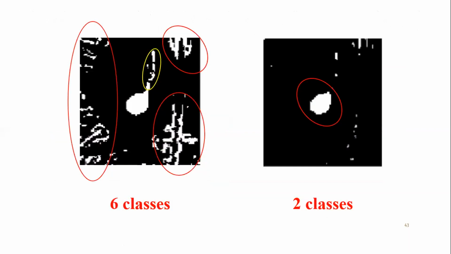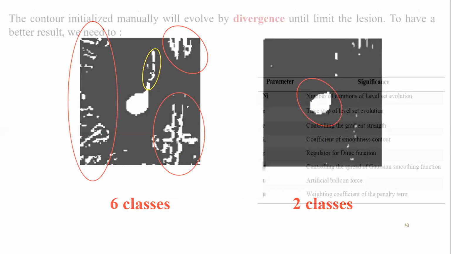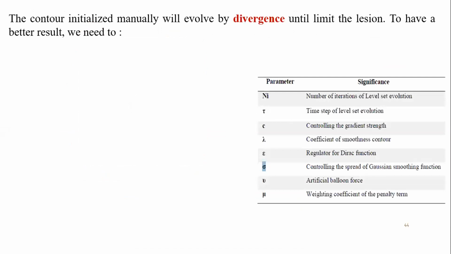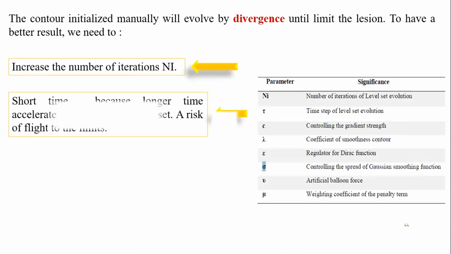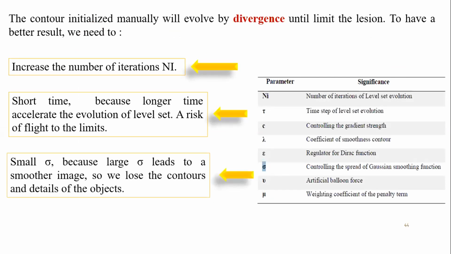Here we have the result with 6 classes, and here we have the result using just 2 classes, which is better. The contour is initialized manually, evolving by divergence to limit the lesion. To have a better result, we need to increase the number of iterations using a short time step, because a longer time step accelerates the evolution of the level set, which risks leaking past the limits.